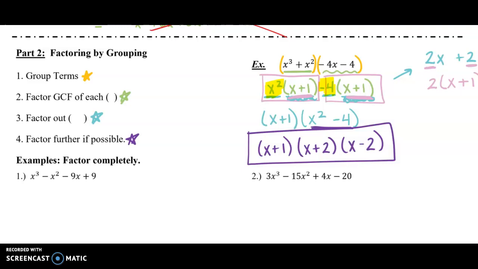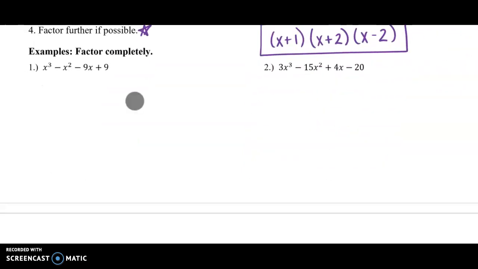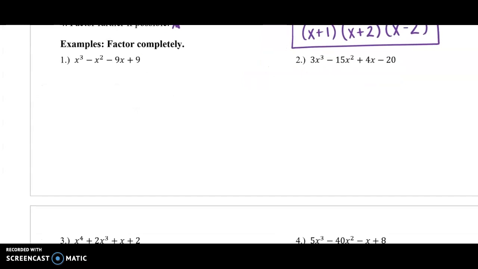And that would be our fully factored out answer. Again, that won't always happen, but you always want to make sure that you are checking to make sure that there is not something else that can be factored further after you've done your grouping method. Okay? So now let's get into some examples. Hopefully the more we practice this, the more it will start to make sense.